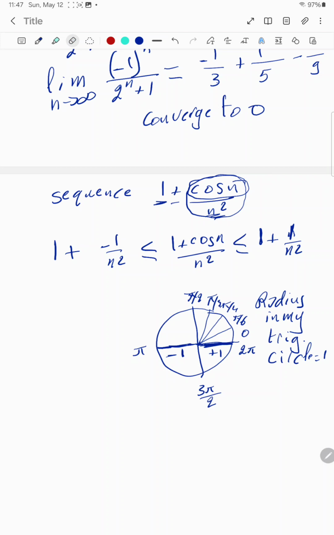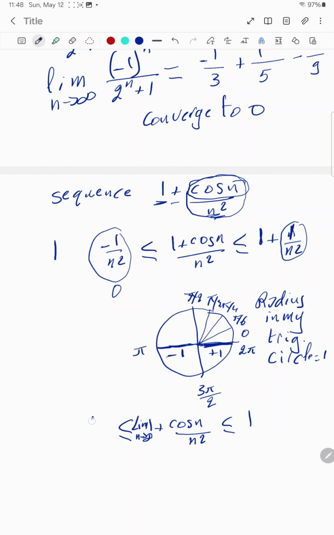So now I can delete the plus that is here, and when n goes to infinity, 1 over n square is gonna go to 0. So 1 minus 1 over 2, this is 0. So 1 minus 0 is 0, and 1 plus 0 is 0. So my limit of 1 plus cosine n, this is the limit when n goes to infinity, divided by n square, is between 1 and 1. So this series converges toward 1.